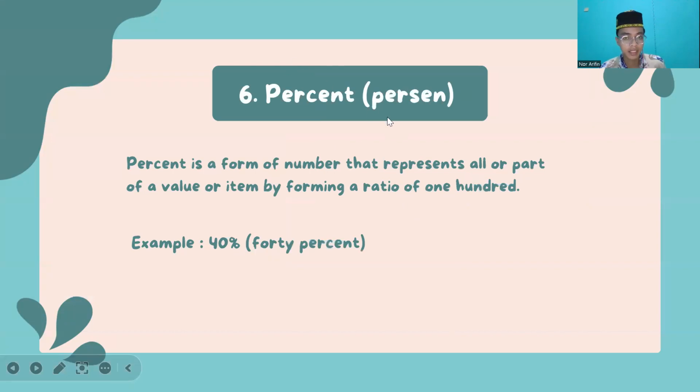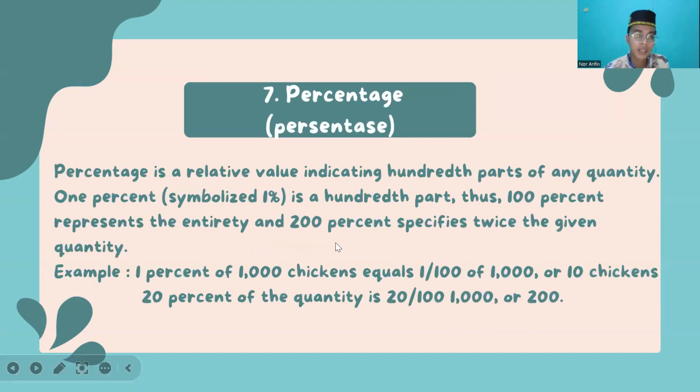Next, percent. Percent is a form of number that represents all or part of a value or item by forming a ratio of 100. Example, 40%. This is percent.